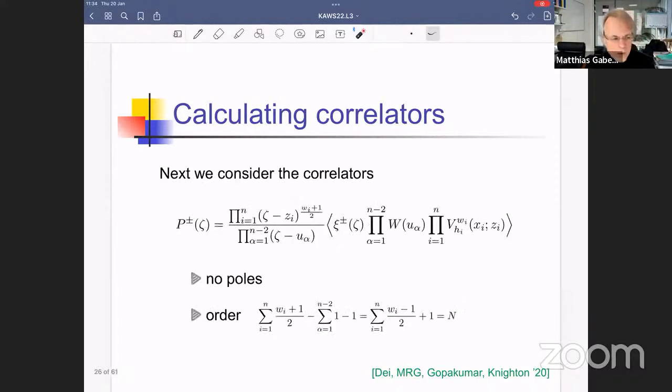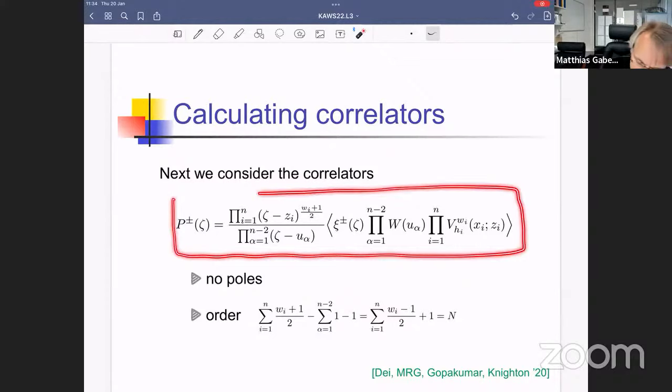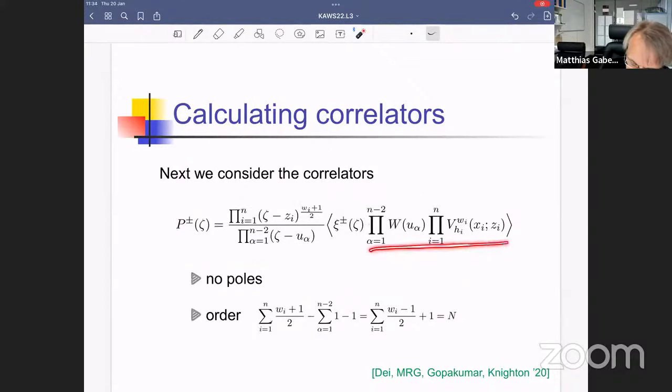So now, in order to understand the structure of this correlator, we are going to define these functions. So this is the correlator we are interested in. This is the field xi plus and minus of zeta. Then we define functions that we call p plus minus of zeta, depending on whether you pick the plus mode or the minus field. Now, as we said, this has a zero when the xi plus and minus hit w. So we remove the zeros by dividing by zeta minus u alpha and taking the product over all u alphas.